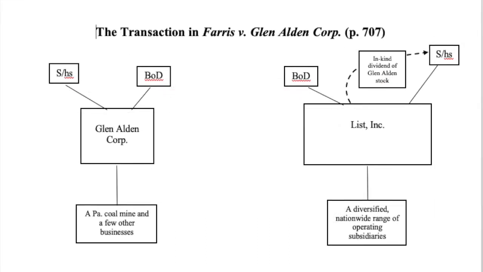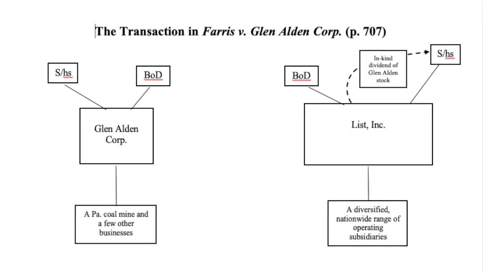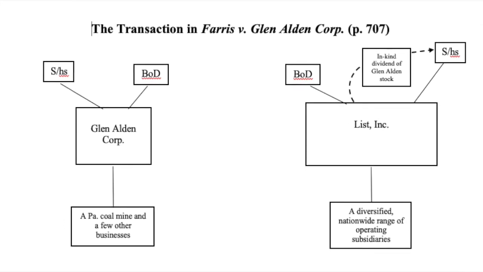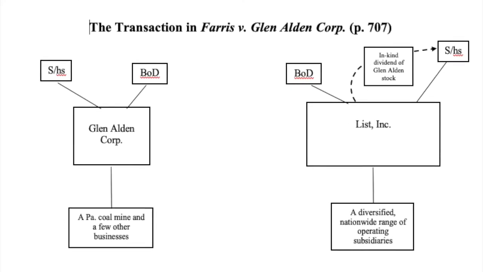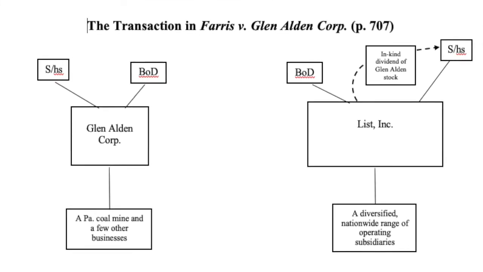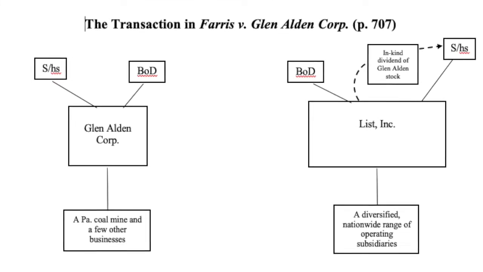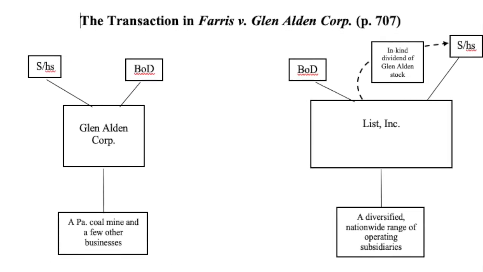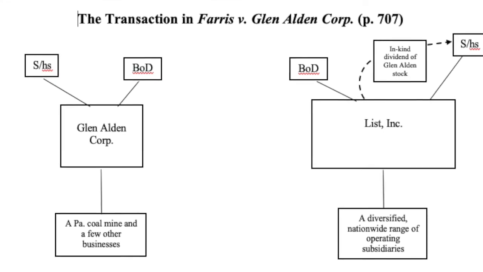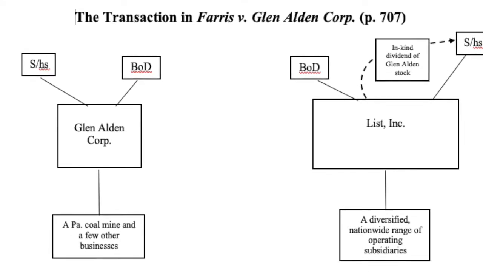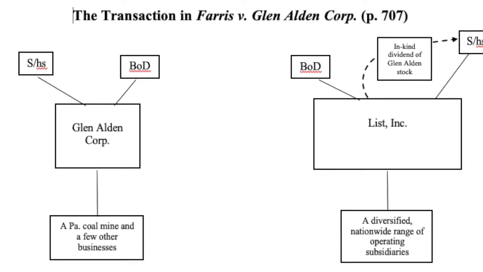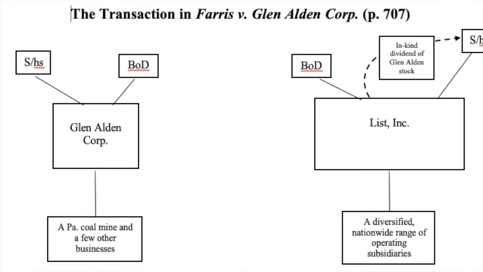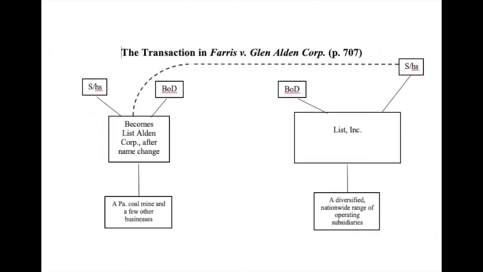Next, List, which, remember, is now effectively by far the largest shareholder in the Glen Alden Corporation, because the consideration it got for selling its assets was an issuance of Glen Alden shares. But List immediately distributes all of those shares to its own shareholders. This is what we sometimes call an in-kind dividend, because it's just a distribution to the shareholders of property owned by the corporation, not in the form of cash. Okay, but the practical consequence is that the List shareholders suddenly become shareholders in both companies, and they are by far the larger group of Glen Alden's shareholders. And the result, therefore, looks something like this.